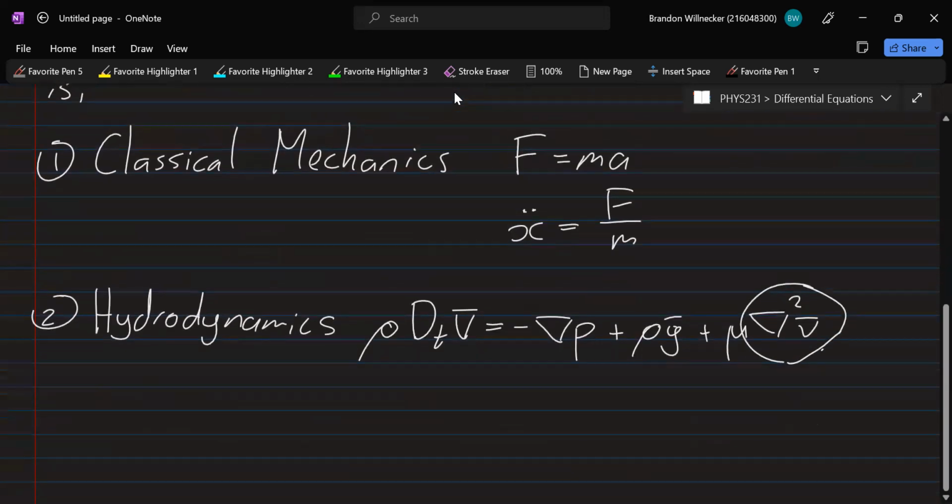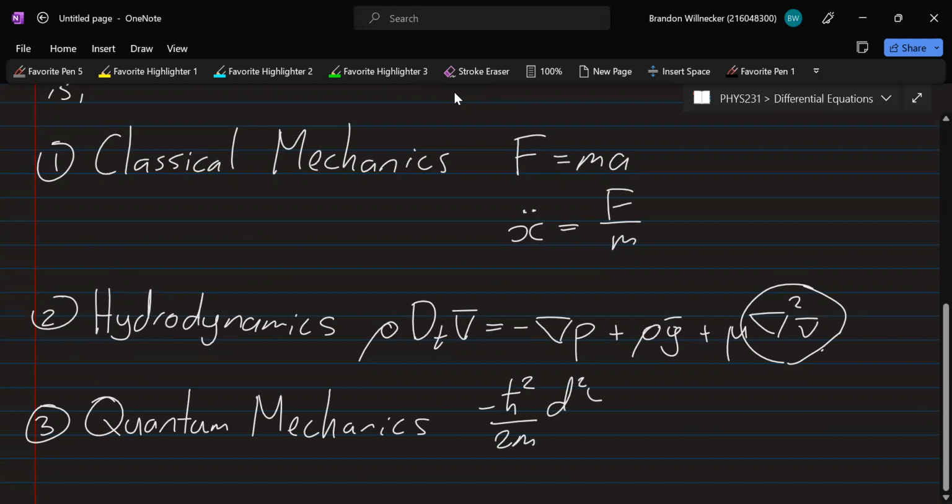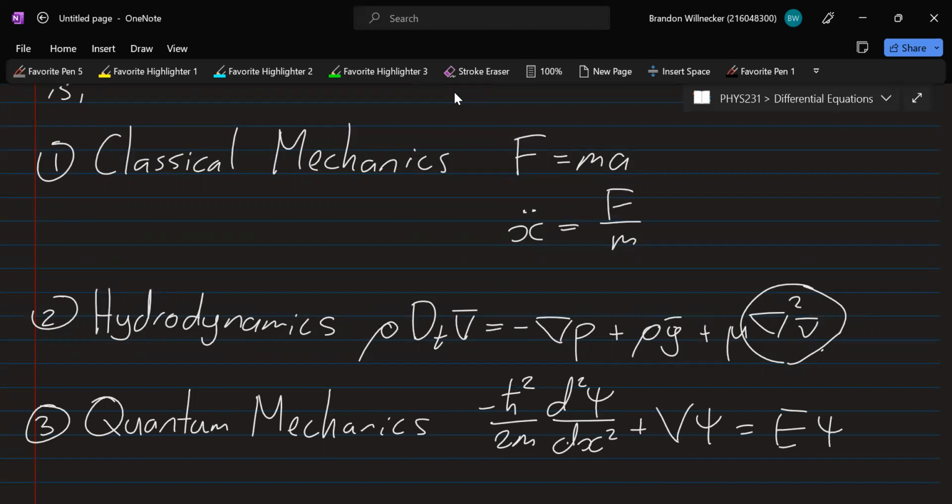Okay, then in quantum mechanics, we saw this in the last chapter. So in quantum mechanics, we have another differential equation, the Schrödinger equation. You can write that as minus h bar squared over 2m d2 psi by dx squared plus V psi equals E psi. And you see the first term here is the second derivative of our wave function. So it's a second order differential equation.